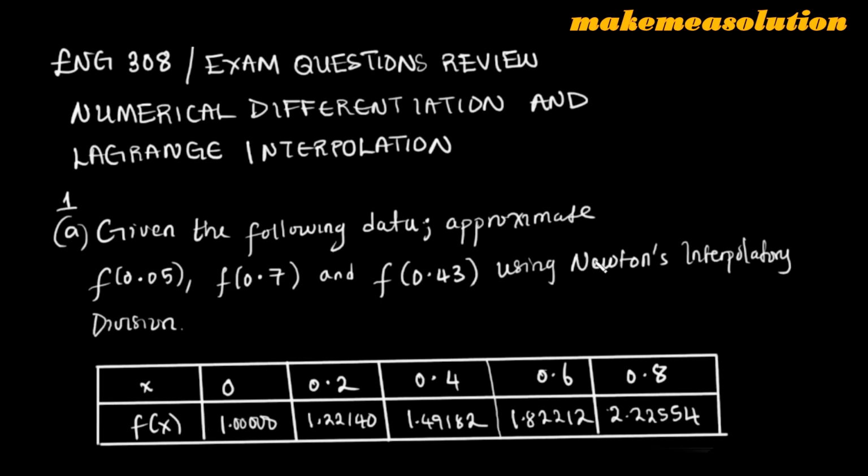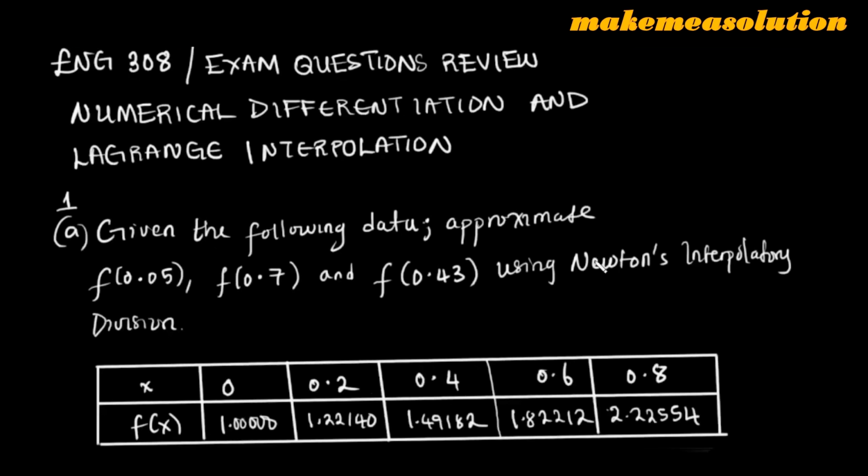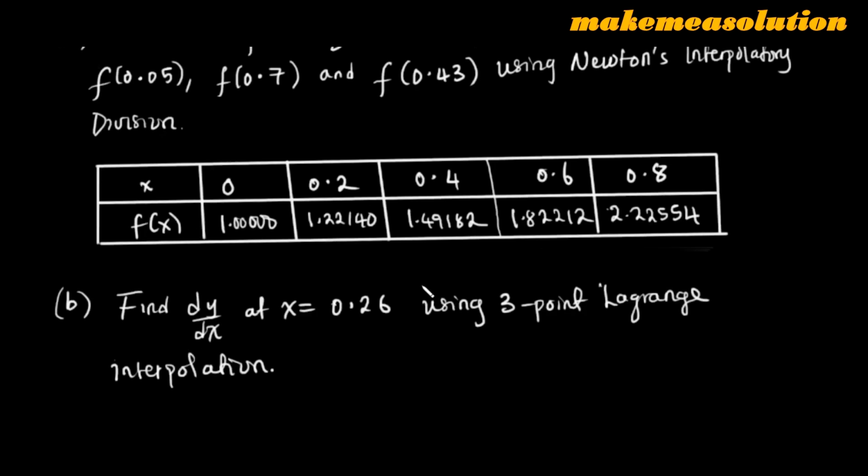Now, we're going to be looking at the second part of the question that we solved just before this one. So if you want to find out the solution to this particular A part, you can check my playlist and you will discover how I used Newton interpolatory division. I gave a full detailed explanation of how to go about it so that you can approximate these values. Now, the second part of the question says, with this same table, evaluate dy dx when x is 0.26 using the 3-point Lagrange interpolation.